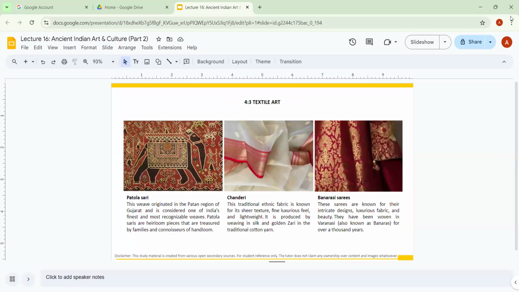The textile art, Patola sari, originated in the Patan region of Gujarat and is considered one of India's finest and most recognizable weaves. Chanderi is a traditional ethnic fabric known for its sheer texture, fine, luxurious feel, and lightweight. The Banarasi saris are known for their intricate design, luxurious fabric, and beauty.